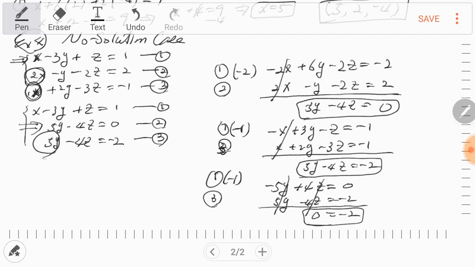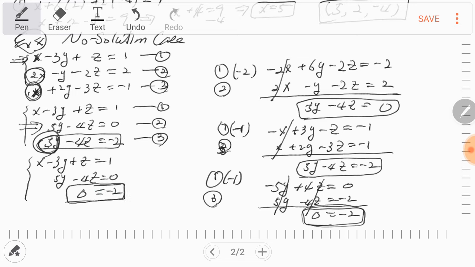Let me rewrite the system of equations. x minus 3y plus z equals 1. The second equation is 5y minus 4z equals 0. And for the third equation, we try to eliminate 5y from it, and the result is 0 equals -2.